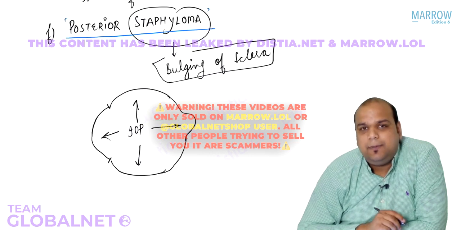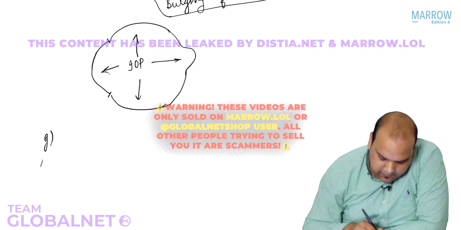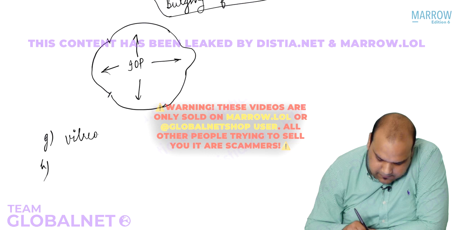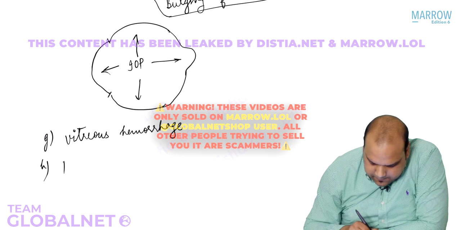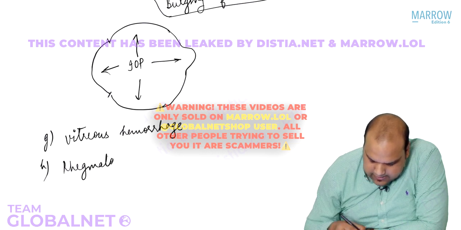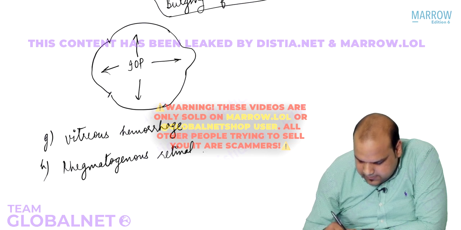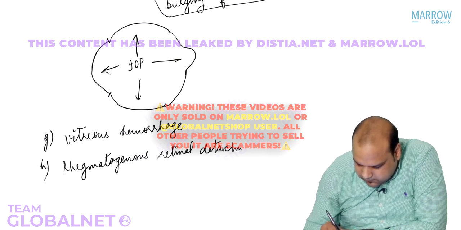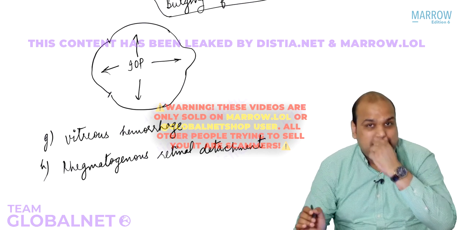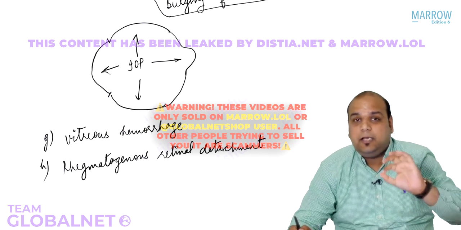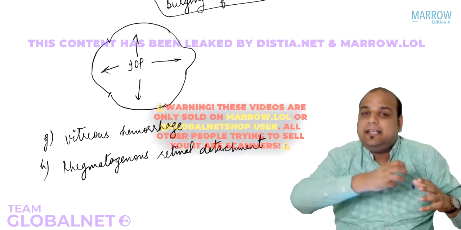So that's our posterior staphyloma seen in cases of myopia. What are the other signs, everybody? Vitreous hemorrhage and rhegmatogenous retinal detachment. This completes our list of important fundus signs in case of myopia, specifically seen in cases of high myopia, pathological or degenerative myopia. If you have been able to understand, all these signs are occurring due to one cause, and that is increase in axial length.